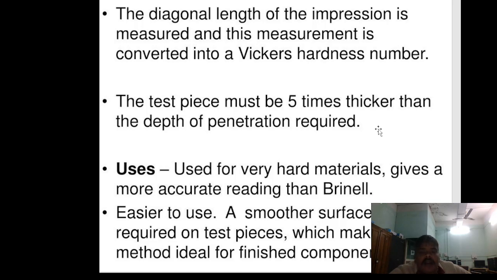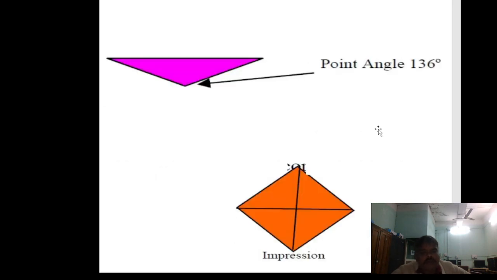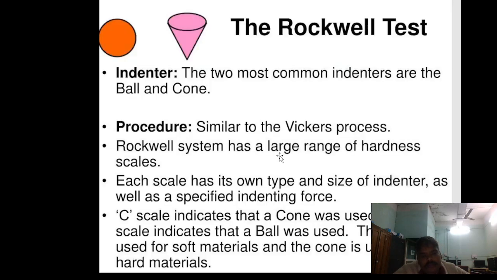Used for very hard materials, it gives a more accurate reading than Brinell. It is easier to use. A smoother surface is required on test pieces, which makes this method ideal for finished components. Point angle 136 degrees. This is an impression made on the workpiece. The Vickers hardness tester is used for micro hardness and it is used for hard materials.